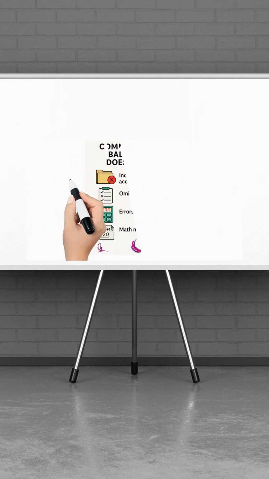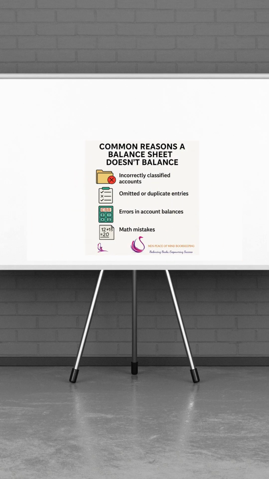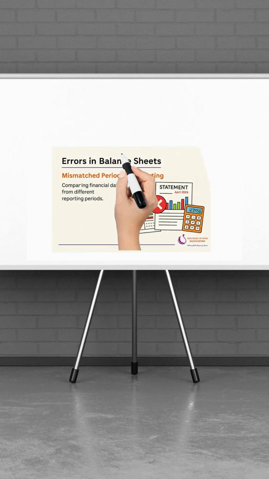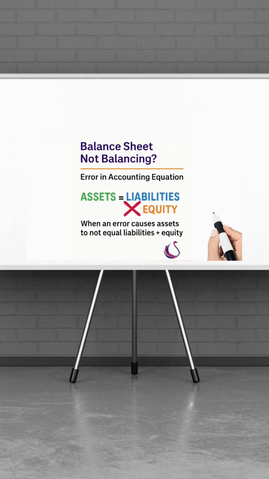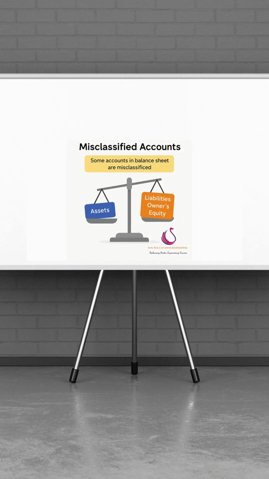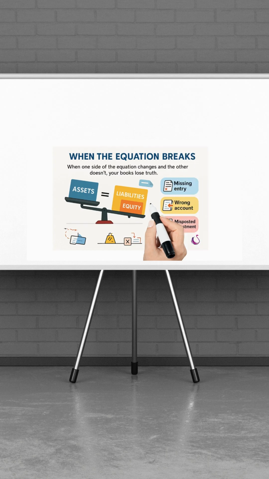The accounting equation is your constant checkpoint. If your total debits don't equal your total credits in the trial balance, you know the equation is broken somewhere. If your final balance sheet doesn't balance, something has been misclassified or missed. The equation is your guide to finding and fixing those errors.